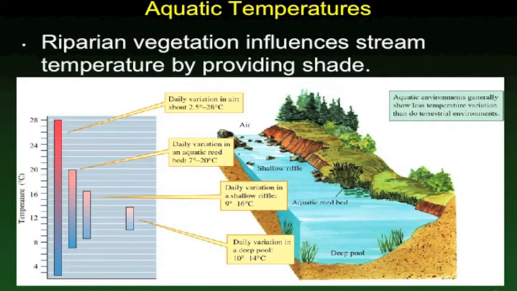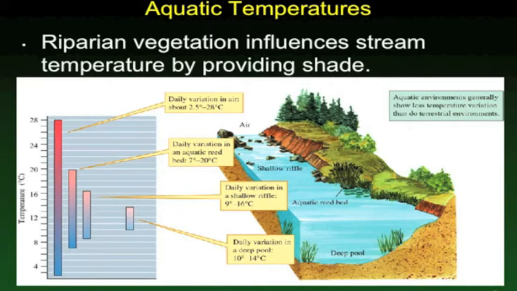It's interesting to look at the microclimate of a stream environment and look at the differences that we see there. You can see from the diagram here that daily variation in air temperature is much greater than the variation that occurs in the stream itself. But even within the stream, there is quite a difference.